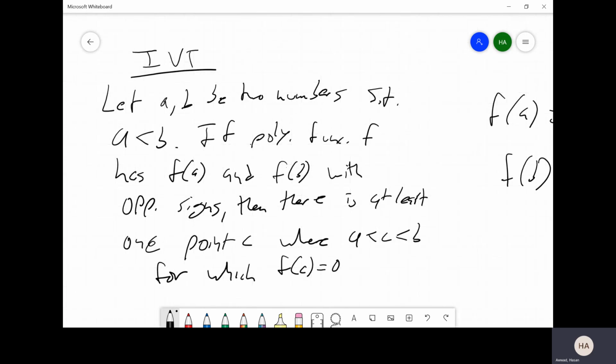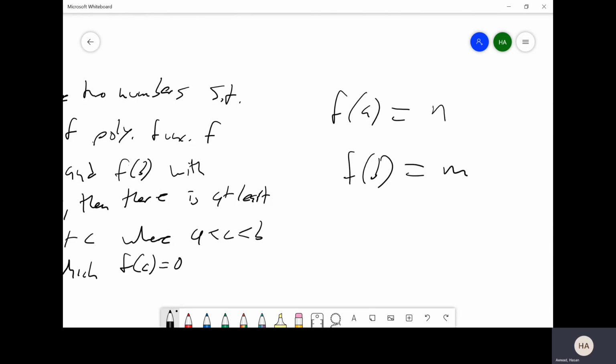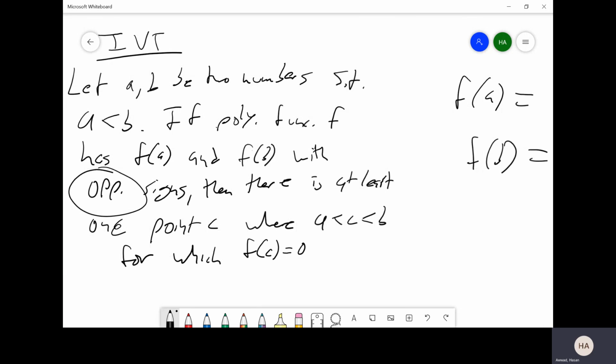Now, the important part here is opposite signs. So if we plug in f of a and say n is negative, so I'm just going to replace n with a negative sign, okay? Say we get a negative sign when we plug a in, and say we get a positive sign when we plug b in. Well, if that happens, then we're saying there's going to be some input. We don't know necessarily what it is, but there's going to be some input, which in this definition they call c, such that c is going to be between your interval of a and b. And when you plug c into your function, you're going to get 0 back.